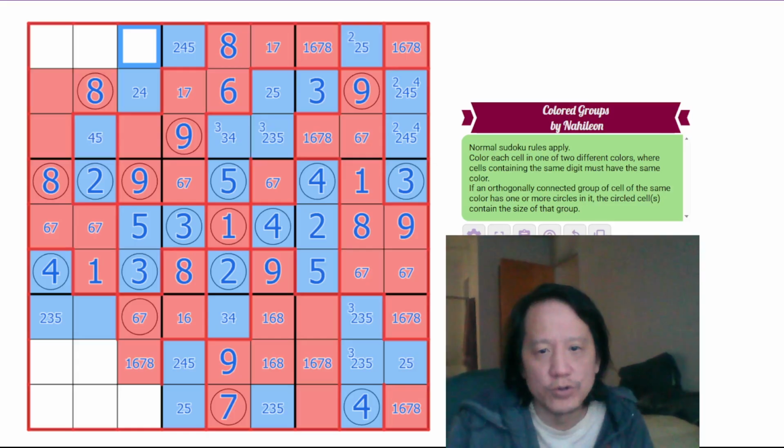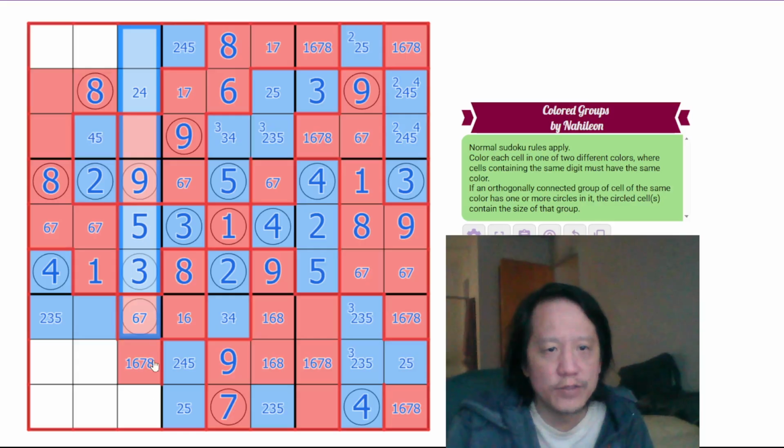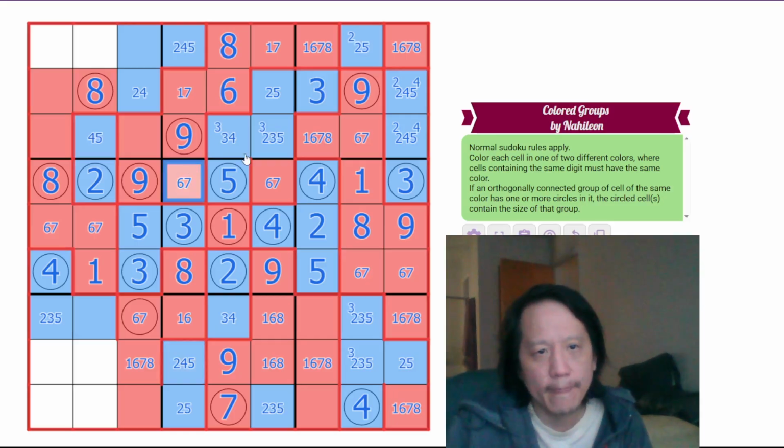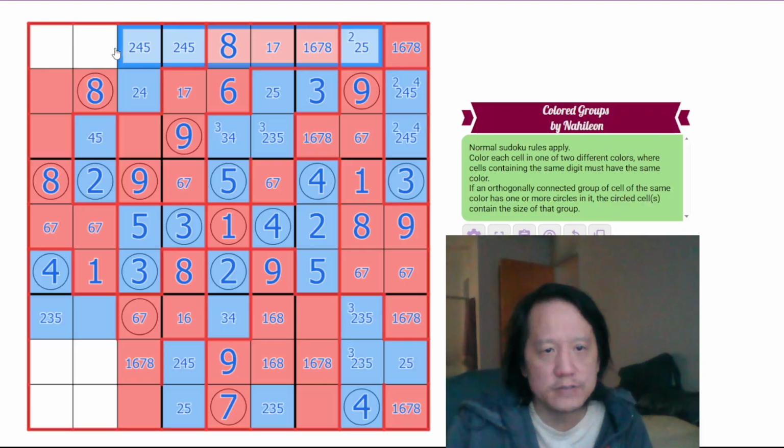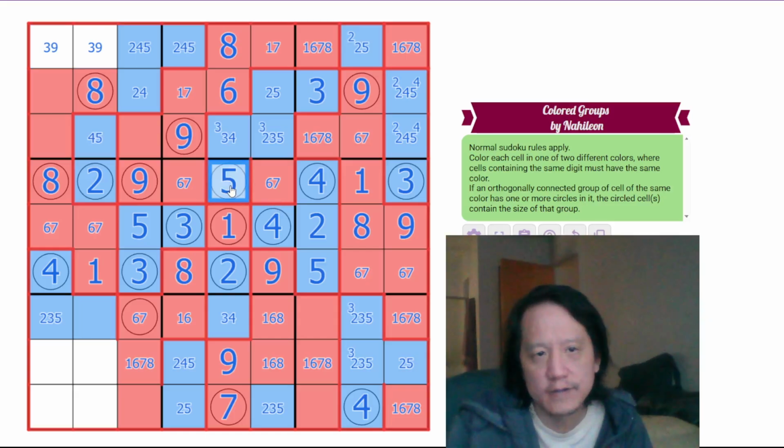So this is blue. We have 4 blues in column 3, so this must be red. This can't be 3, so this is 2, 4, or 5 also. That means in row 1, we're left with 3 and 9. Okay. This 8 eliminates 8 here and 8 here.